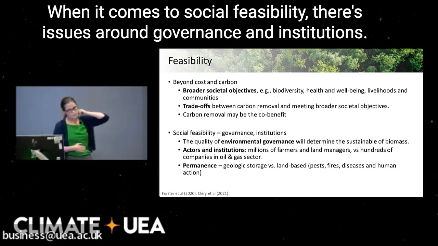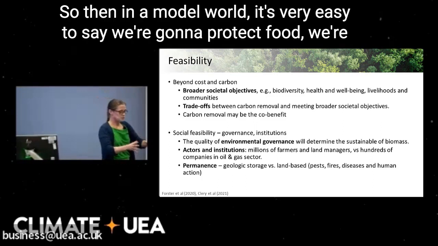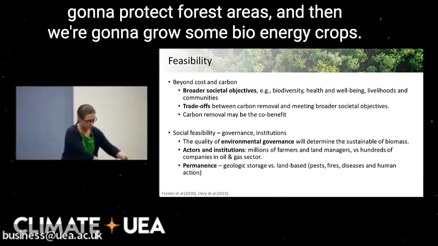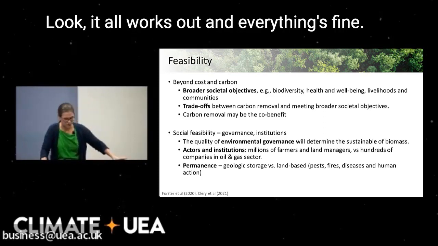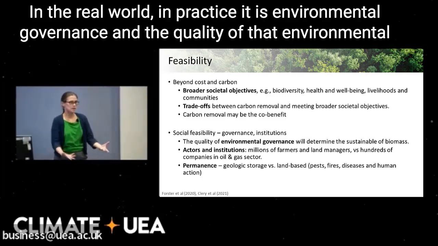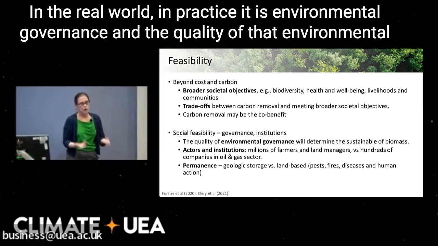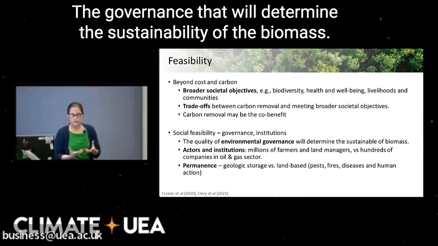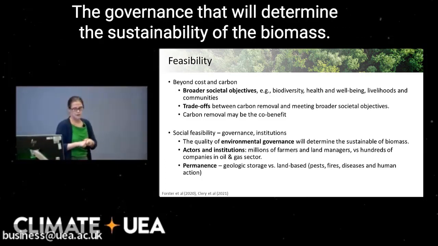When it comes to social feasibility, there's issues around governance and institutions. So in the modelled world, it's very easy to say, we're going to protect food, we're going to protect forest areas, and then we're going to grow some bioenergy crops. Look, it all works out and everything's fine. In the real world, in practice, it is environmental governance and the quality of that environmental governance and regulation that makes sure you don't end up with bioenergy crops causing problems with food production. The governance will determine the sustainability of the biomass.